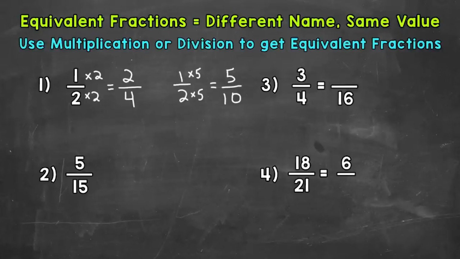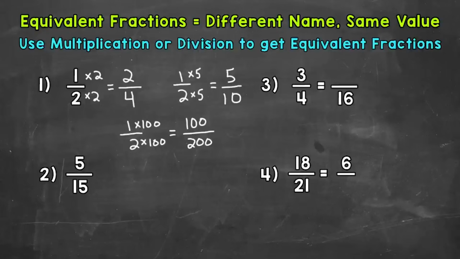Different names, same value. One more example, so we will come underneath here, 1/2, and let's multiply both our numerator and denominator by 100. So we end up with 1 times 100 is 100, and then 2 times 100 is 200. So 100/200ths is equivalent to 1/2.